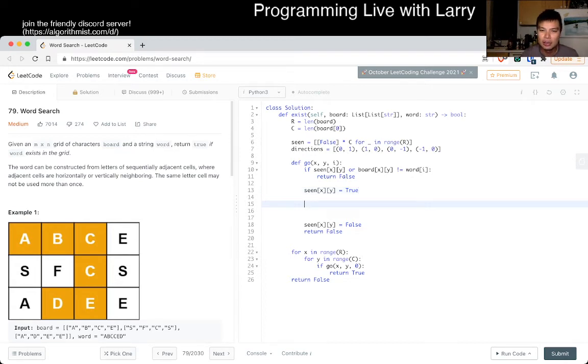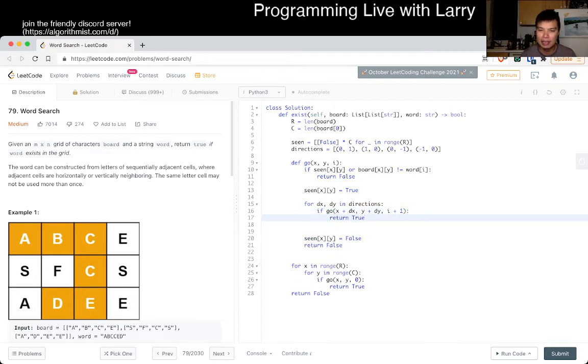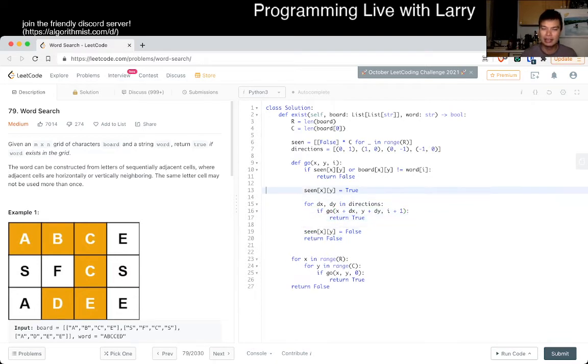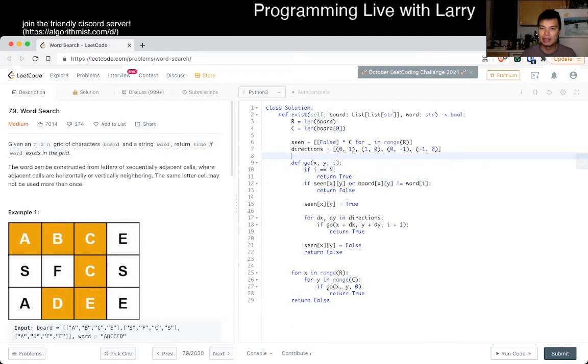Okay, so we just have to do, for dx, dy in directions, if go of x plus dx, y plus dy, i plus 1, we return true. We actually have to do a few other things, of course. Actually, if i is equal to the length of word, which we'll say is n, then we return true, because that means that we've done every part of the word.